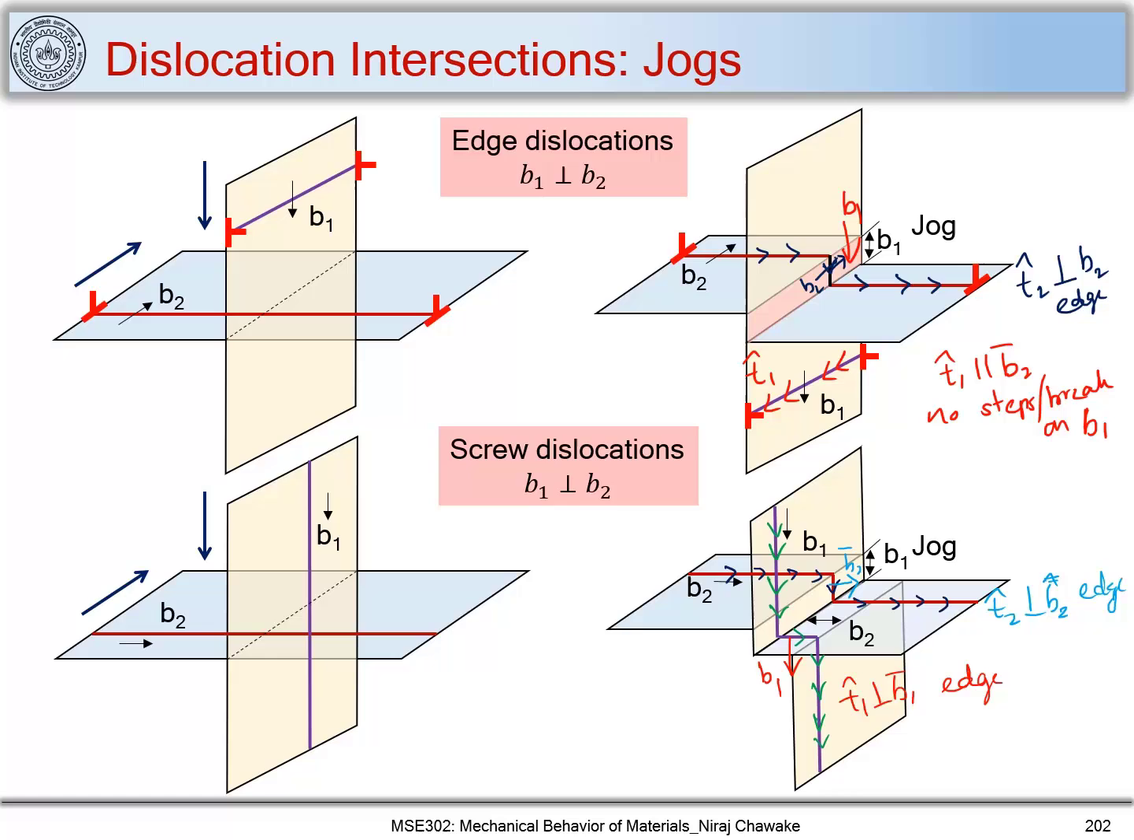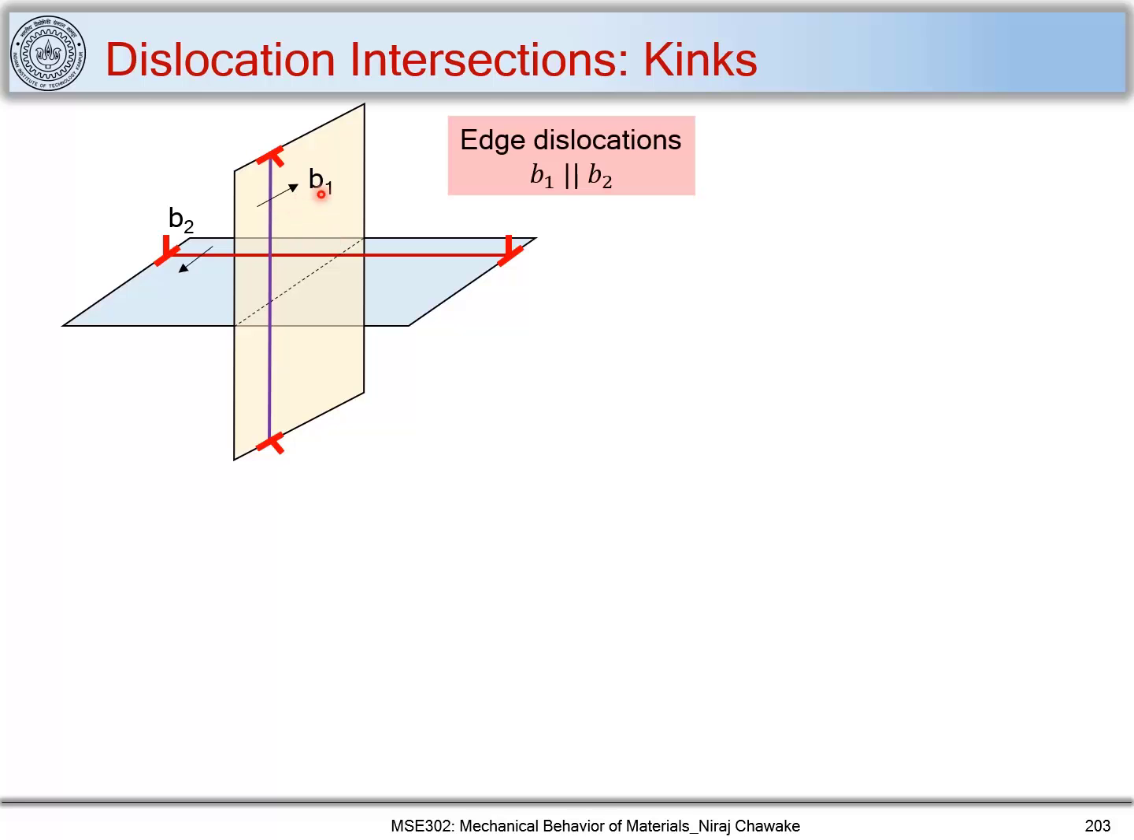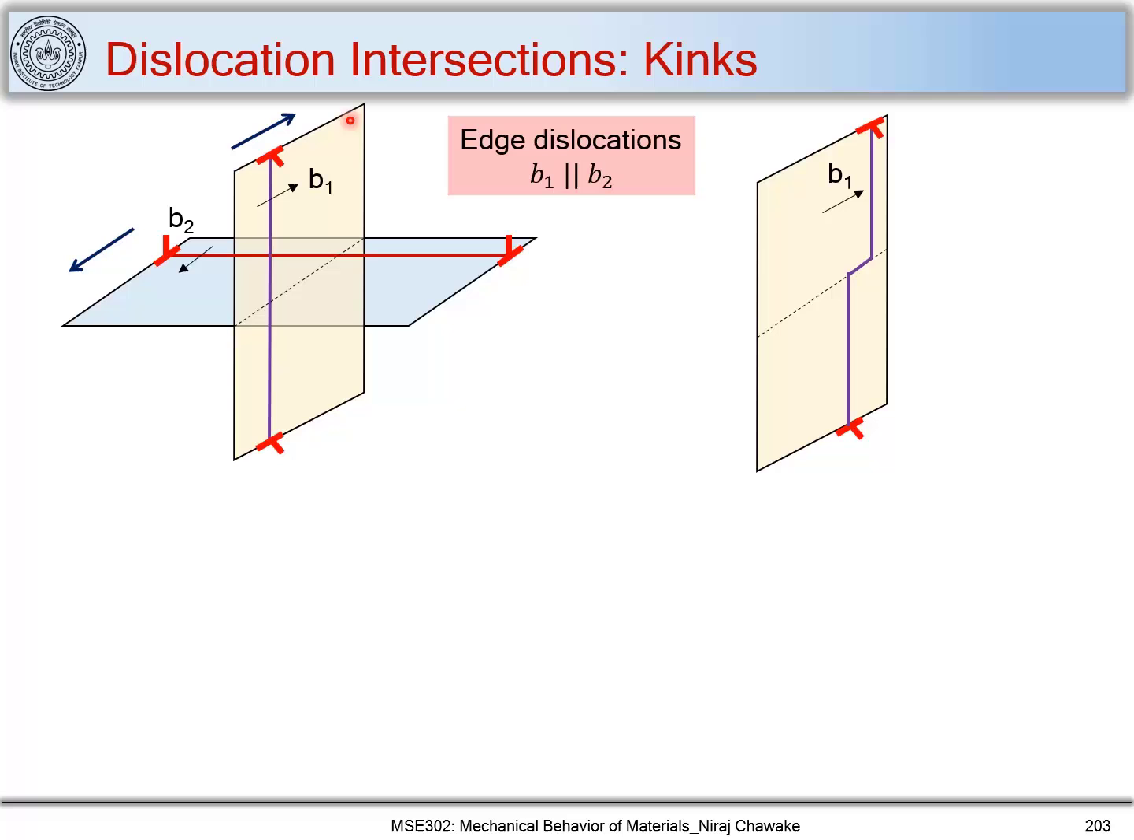Now let's look at some other cases. Let's look at these edge dislocations having Burgers vectors B1 and B2, and in this case you can see that Burgers vector B1 is parallel to B2. Now let's see when they intersect what kind of breaks they form. Let's see that this dislocation is moving along this direction and this dislocation is moving along this direction. So when it intersects with B2, the break on B1 will be along the B2 direction, with a magnitude of this Burgers vector.